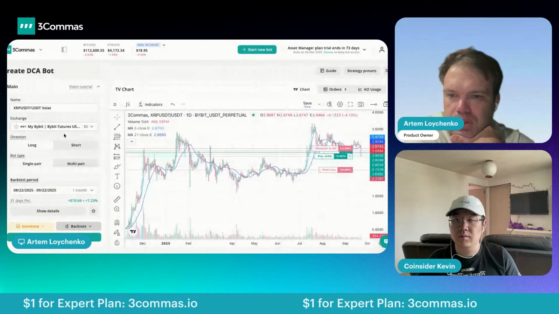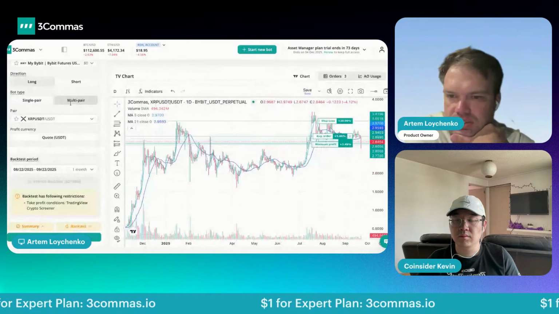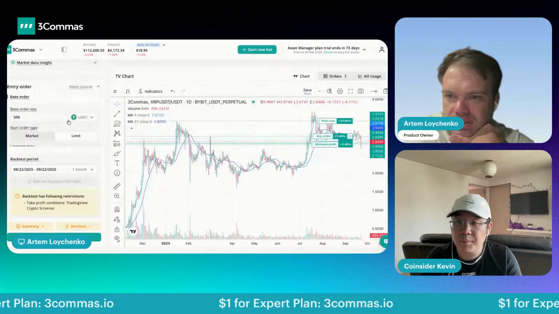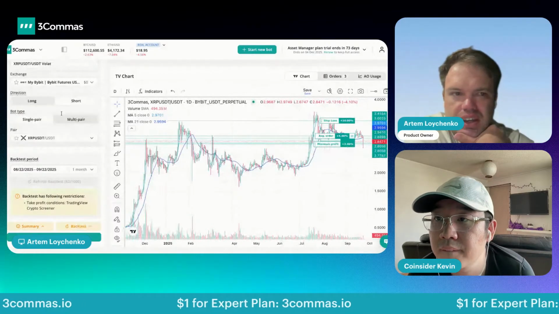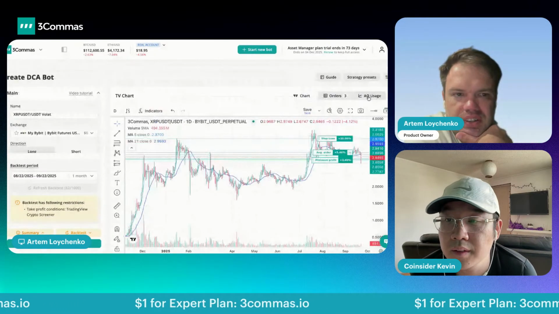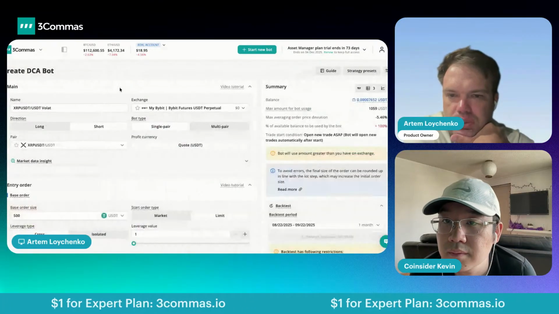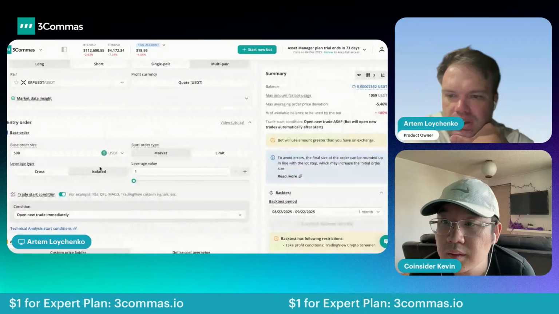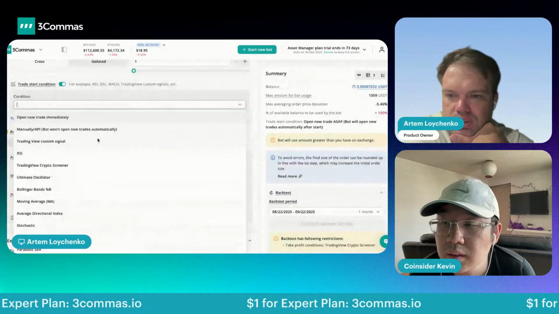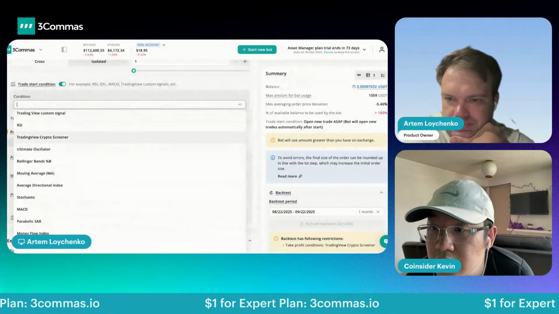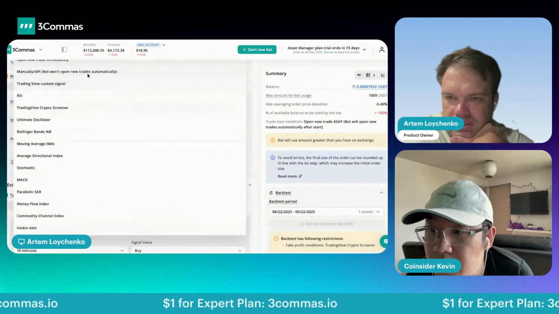And do you want to suggest any indicators? Can you open the tab real quick? Yeah. Let's just combine. So we're doing XRP. These are the conditions that you can use. Let's see.